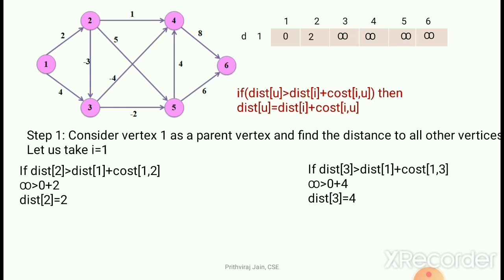Next, from 1 to 3, again apply the same formula. If distance of 3 is greater than distance of 1 plus cost of 1 comma 3, that is from 1 to 3 the cost is 4. Distance of 3 was initially infinity, so infinity is greater than distance of 1, which we can observe in the D array is 0, plus the cost of 1 to 3, which is 4. So 0 plus 4, the condition is true, so distance of 3 is updated to the new distance, that is 4.